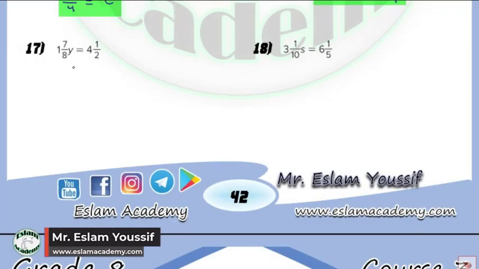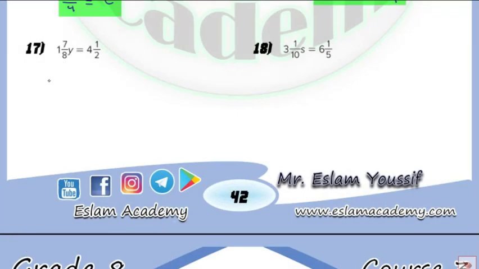In question number 17, we have 1 and 7 over 8 y equals 4 and 1 over 2. Number 1, we will now solve for the mixed number. At the first, convert the mixed number to be fraction. 1 times 8 equals 8, plus 7 equals 15. So we have 15 over 8 y is equals 4 times 2 equals 8, plus 1 equals 9. So it will be 9 over 2.